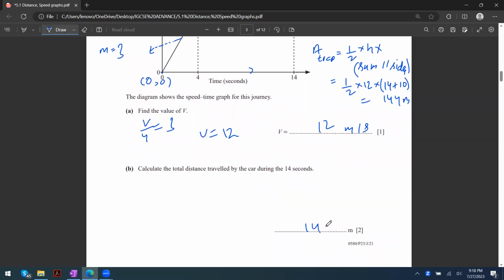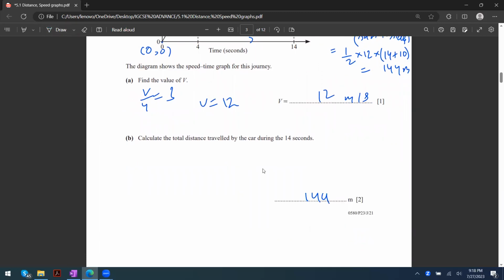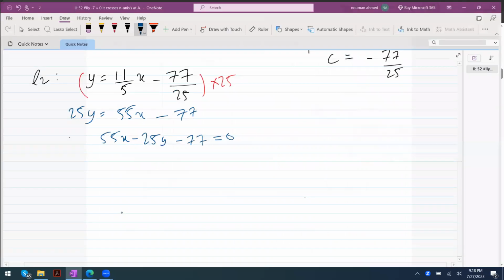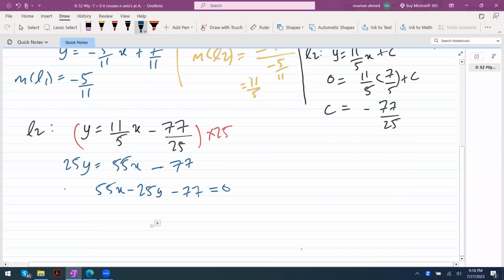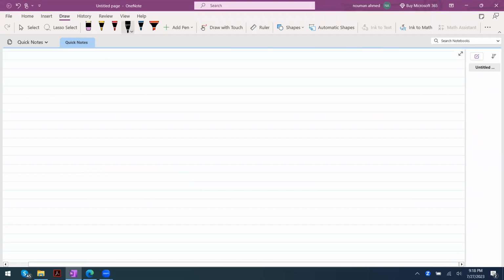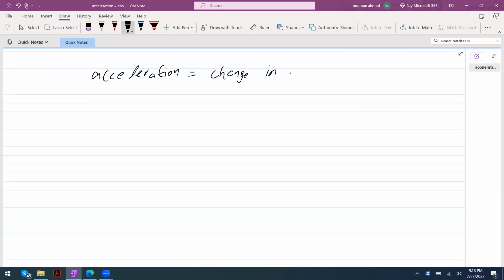So could you explain which formula you have used in part A? Part A is acceleration. From physics, you might have learned acceleration is change in speed over time. Speed or velocity over time.